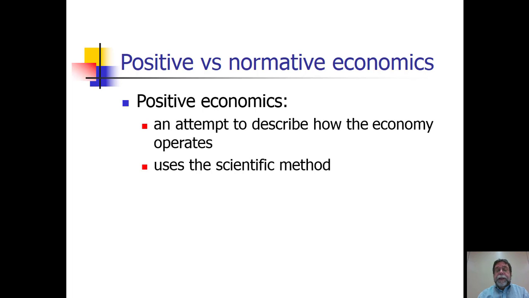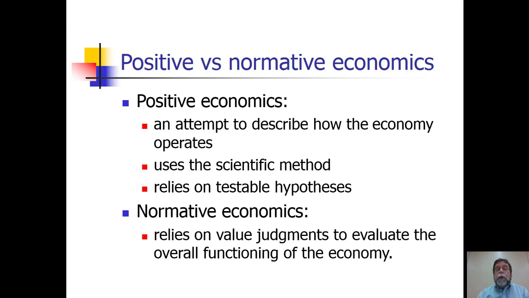It uses a scientific method, which you may recall from earlier coursework in elementary school, middle school, or high school, and it relies on testable hypotheses, where you have a tentative explanation of how things work. Then you use data to evaluate that, and you either reject the hypothesis or you fail to reject it and you test some more. Normative economics, on the other hand, relies on value judgments to evaluate the overall functioning of the economy.